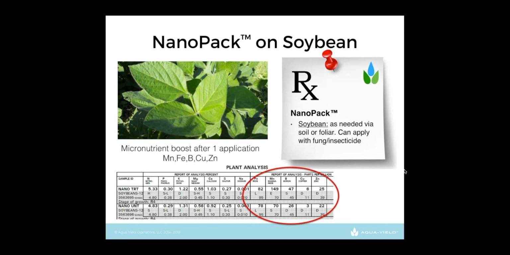And you can see we got a micronutrient boost of iron, manganese, boron, copper, and zinc. The manganese really went up a lot. And so I know the micronutrients are very valuable in soybean production. And so definitely, if you've got a grower in your area that grows soybeans, definitely recommend NanoPack as needed.